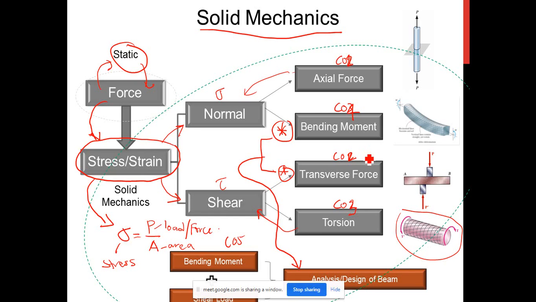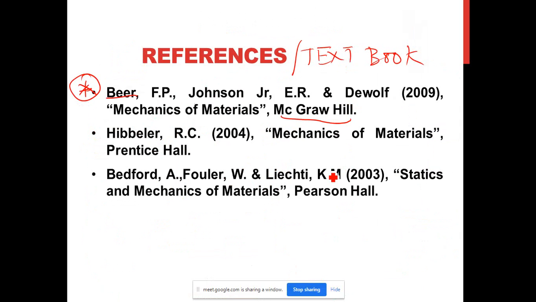So there are two types of stress and strain. We have normal stress and normal strain, and the other one we have shear stress and also shear strain. Normal stress is developed in the material due to axial force and also bending moment. Whereas shear stress and also shear strain is developed due to the transverse force and also torsion. So that's what I explained last week.